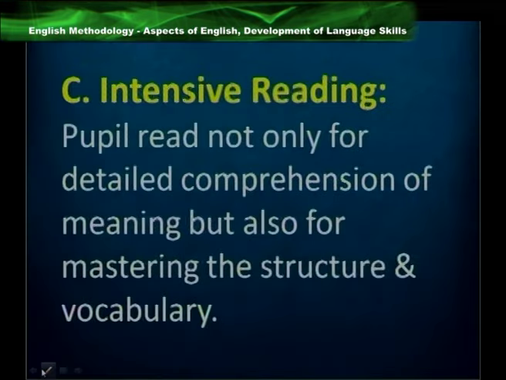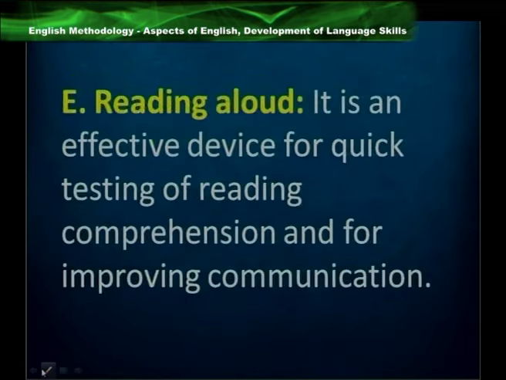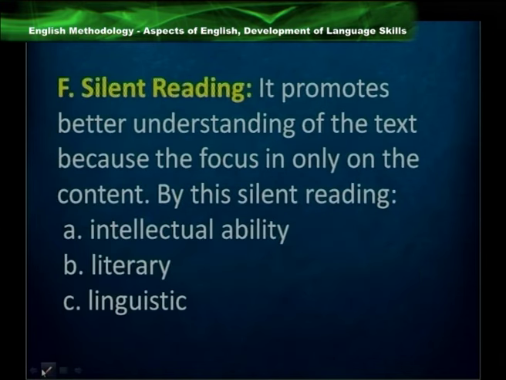Next, we have to look into the topic skill of reading. Here there are different types of reading, like skimming, scanning, intensive reading, extensive reading, reading aloud, silent reading, and these are all the different types of reading. Coming to the first one, we have to read the textbook. The first one is called the type strategies of reading, skimming.